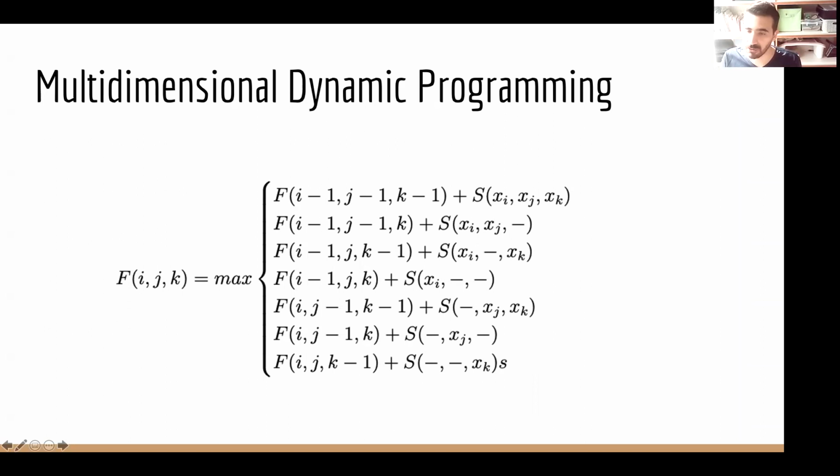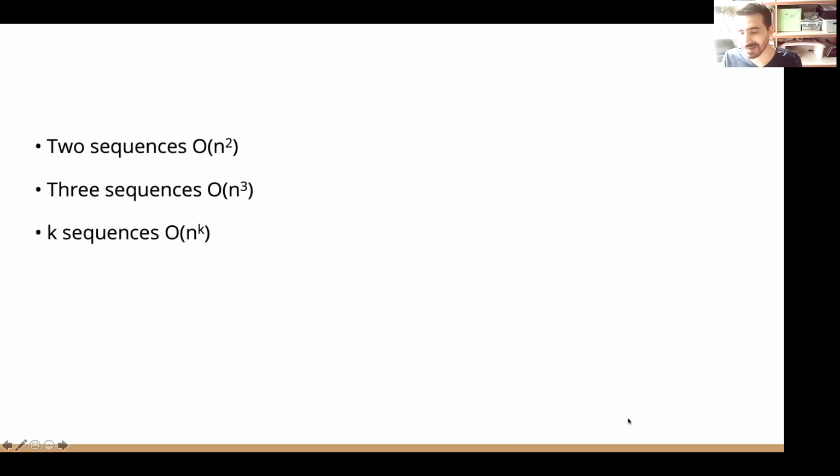So again, this is only for 3 sequences. And how many possibilities do we have? 1, 2, 3, 4, 5, 6, 7. So how many did we have for 2 sequences? 3, right? For 2 sequences, we had 3 possibilities. For 3 sequences, we had 7. So what is the pattern? It is 2 to the power k minus 1. So if we had four sequences, how many possibilities would we have to consider for the neighboring cells? Now it will be 2 to the power 4 minus 1, which is going to be 15. So that's why complexity increases a lot.